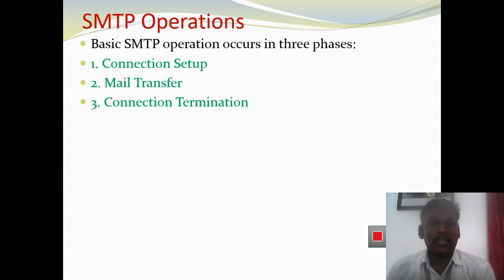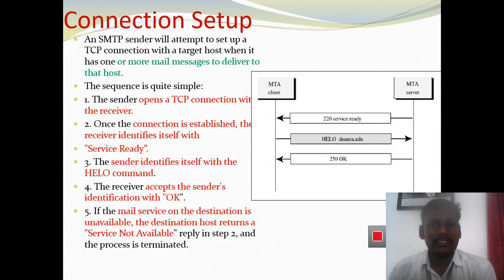Once the information reaches the server, the SMTP operation is handled in three different phases, like TCP/IP: connection setup, mail transfer, and connection termination. In connection setup, there is a message transfer agent client and a server. Between the user agent and the server, first of all we should send the request message, which means the service is ready.